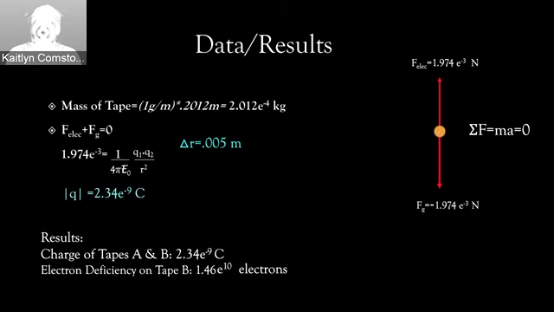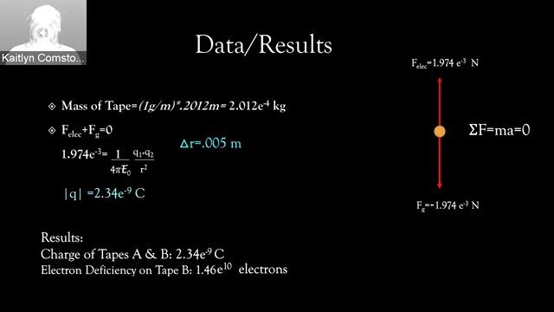I used a free body diagram to model the forces acting on tape A. Neglecting air resistance and treating gravity as a constant force of negative 9.81 meters per second squared, I found that the two major forces acting on the tape were the electric force from the bottom tape acting in the positive y direction and the gravitational force acting in the negative y direction.